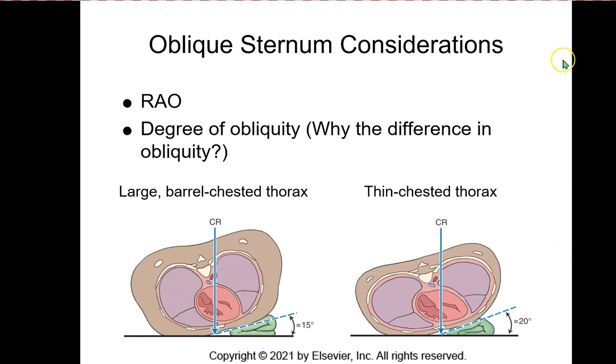Okay. So in addition to rotating the patients into a slight anterior oblique, a breathing technique may also be used for radiographs of the sternum. And the breathing technique involves the patient taking short, shallow breaths during the exposure. Do you remember what that's called? We used that breathing technique when we imaged the scapula. Remember, it's called an orthostatic breathing technique.